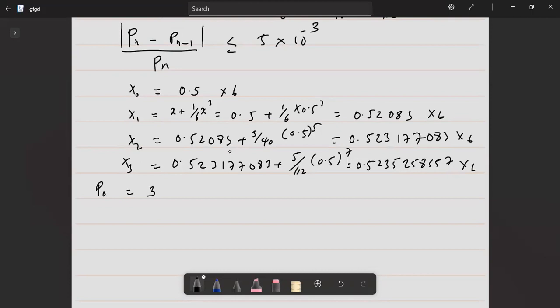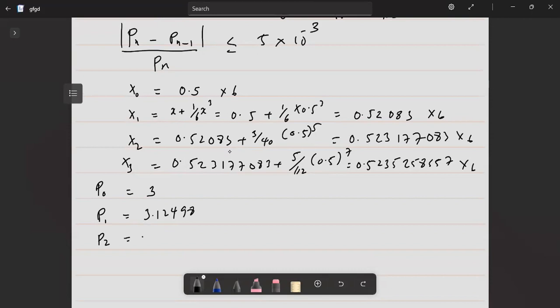So the first one will be P naught equal to 3, and then P1, which corresponds to x1, will be 0.52083 repeated, times 6. So this is about 3.12498. This is our next approximation. And then P2, which is our next approximation and improvement to the previous one. So again, 6 multiplied by 0.523177083.